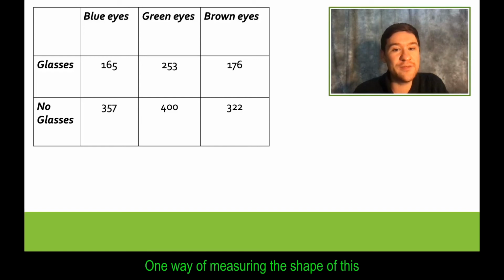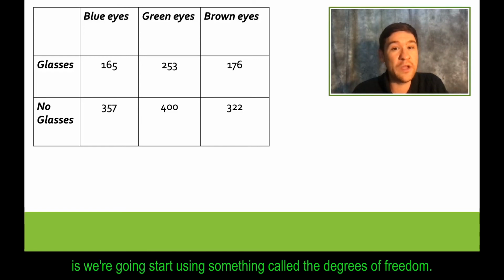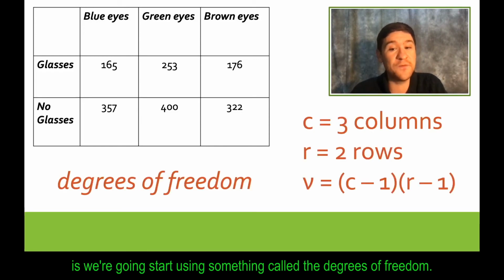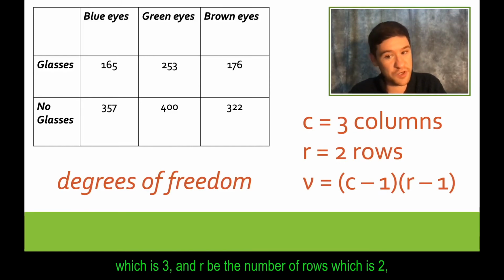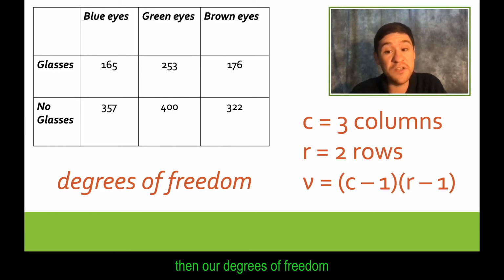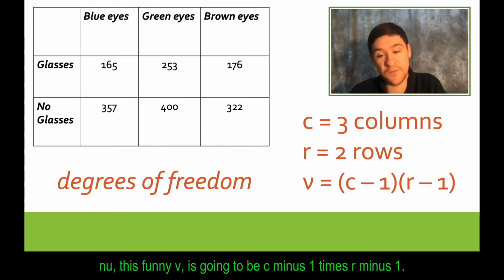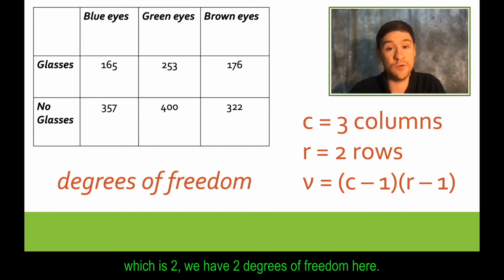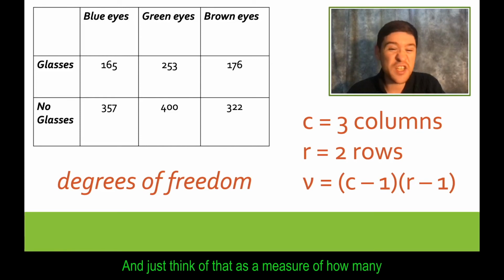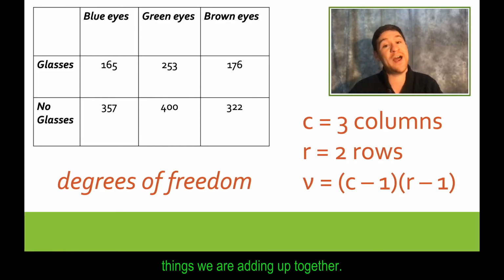One way of measuring the shape of this is something we're going to start calling the degrees of freedom. So if we let C be the number of columns, which is 3, and R be the number of rows, which is 2, then our degrees of freedom, nu, this funny V, is going to be (C minus 1) times (R minus 1). So in this case, our degrees of freedom is going to be 2 times 1, which is 2. We have 2 degrees of freedom here. And just think of that as a measure of how many things we're adding up together.